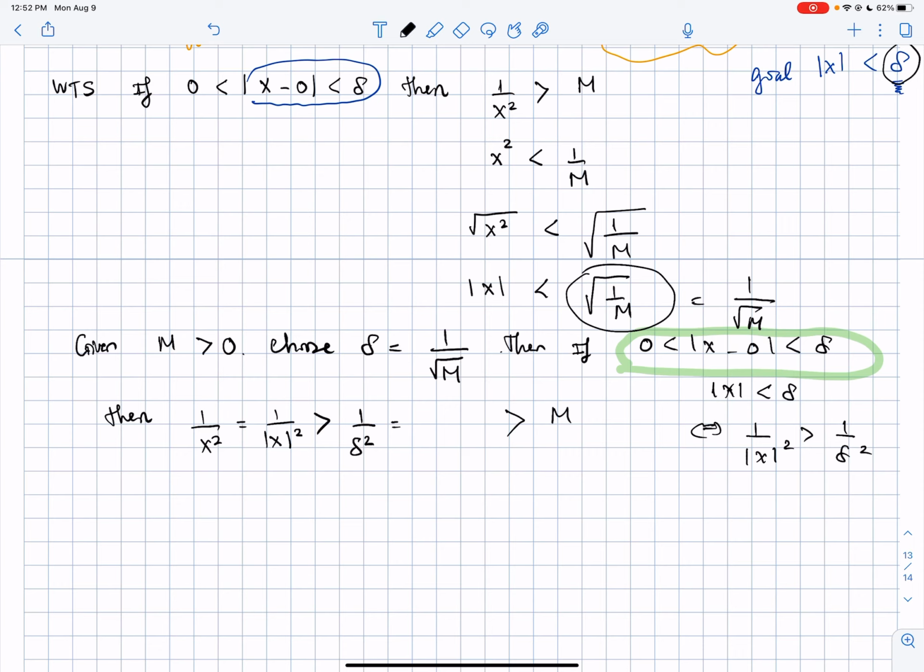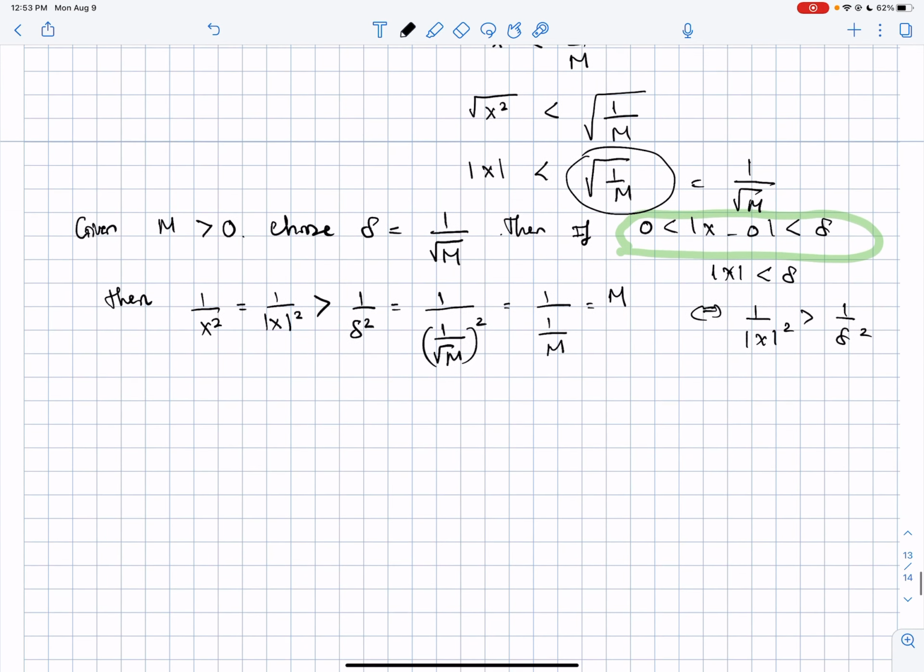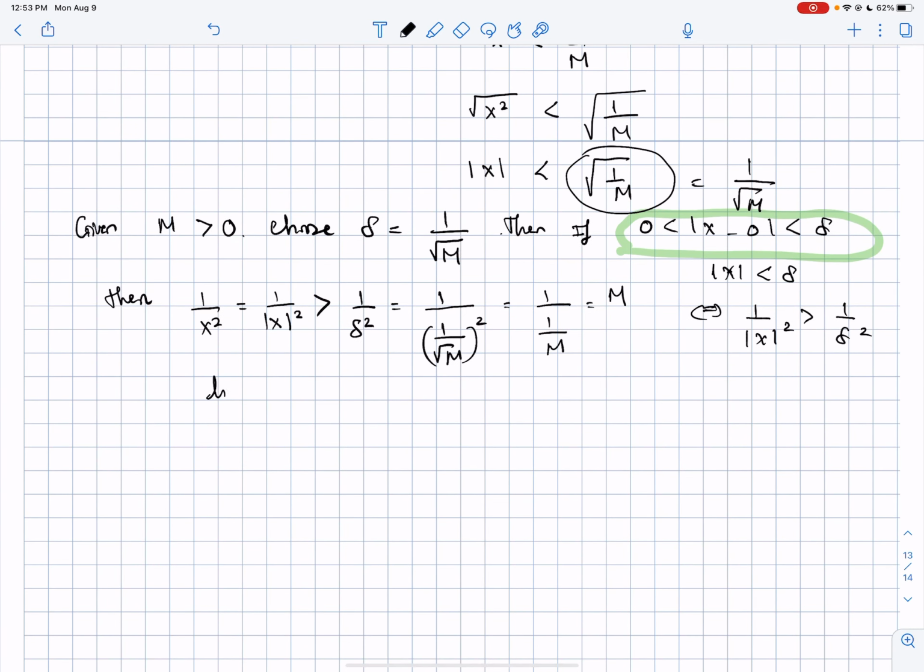Because we choose delta to be 1 over square root of M, let's go ahead and plug it in. So this is equal to 1 over 1 over M, and 1 over 1 over M is M. Okay, so we just finished proving that the limit of 1 over x squared as x approaches 0 is infinity.